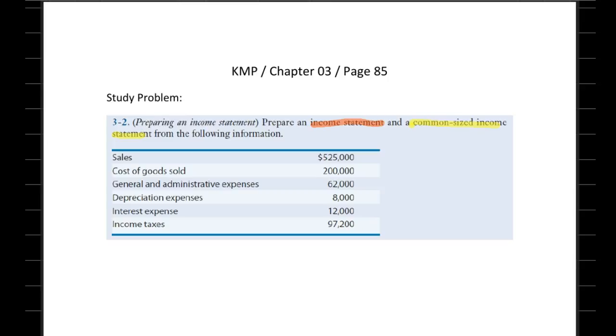So we are provided with some income statement items, including sales, cost of goods sold, and operating expenses such as general and administrative expenses and depreciation expenses. And then we have some financing expenses such as interest expense and income taxes. So we are basically provided with all the ingredients that we need. Our job will be to include some additional lines that we commonly encounter when we analyze an income statement. And there we go.